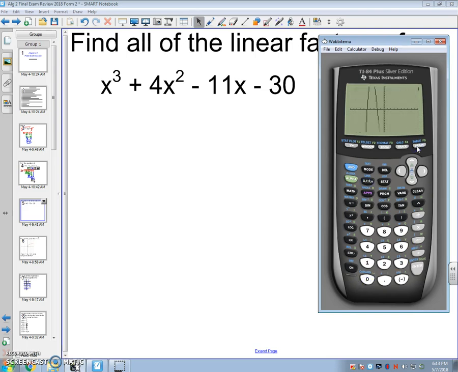Now since this is cubic, x cubed, there should be 3 factors. The regular way we do this is we'd find one root, then use it for synthetic division, and then use the quadratic formula to find the last two. But this is easy enough that you can just find them all from the picture.